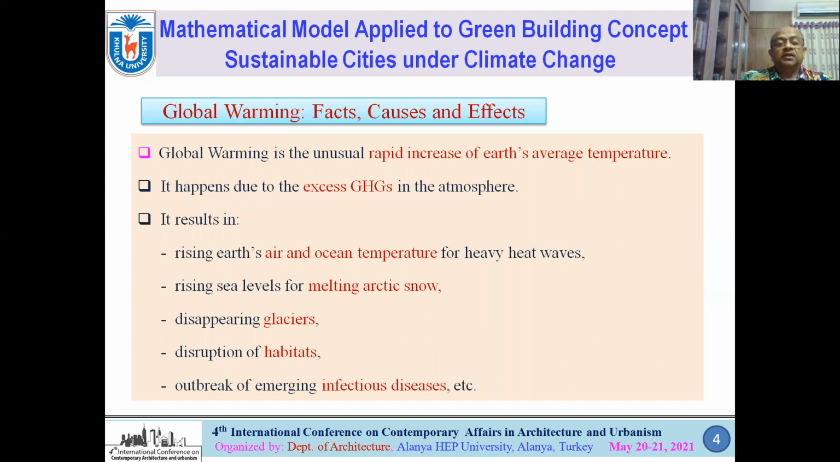Global warming, actually, what is the fact behind that? Global warming is the unusual rapid increase of Earth's average temperature. It happens due to the excess greenhouse gases in the atmosphere, and it results in rising Earth's air and ocean temperature, heavy heat waves, rising sea level, melting snow, disappearing glaciers, disruption of habitats, and outbreaks of several emerging and reemerging infectious diseases.